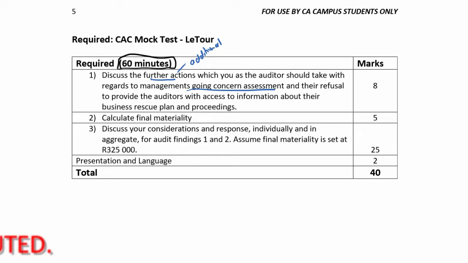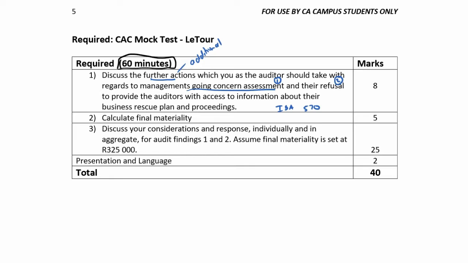Okay, so what additional work do we need to do with regards to their going concern assessment, and because they have refused to give us information about their business rescue plan? Okay, so this is your going concern. ISA 570 will help us with what do we need to do because they have done a going concern assessment and we've done some work on that. What else do we need to do? And what else do we need to do because we cannot get access to their business rescue plan?